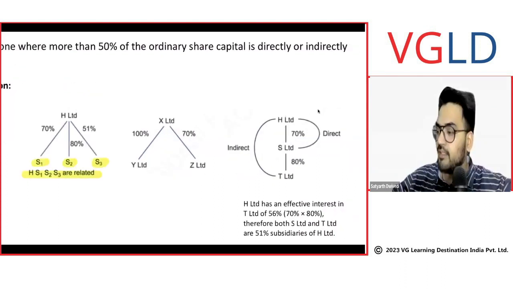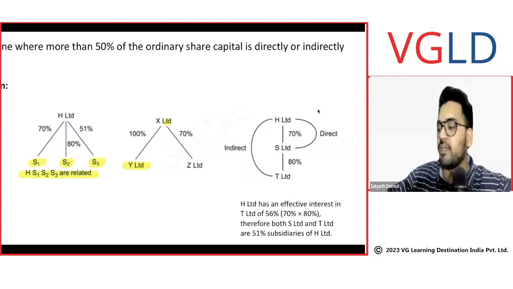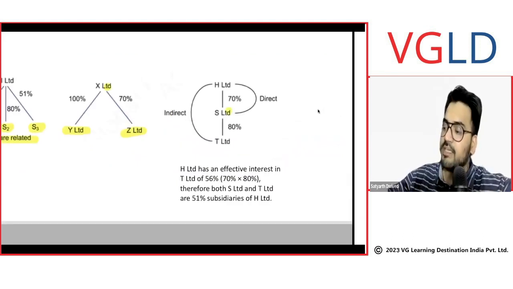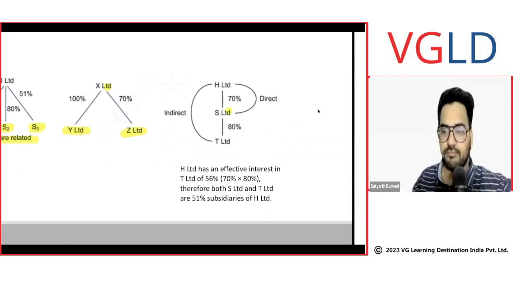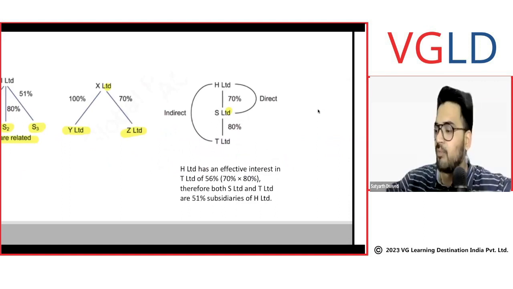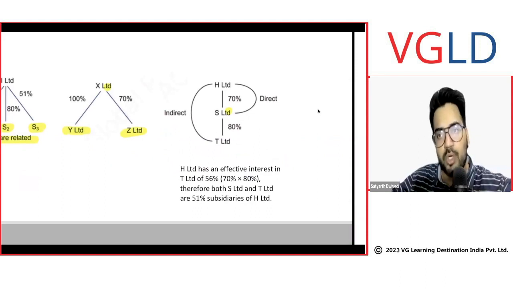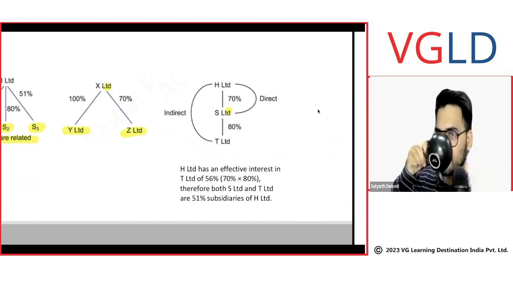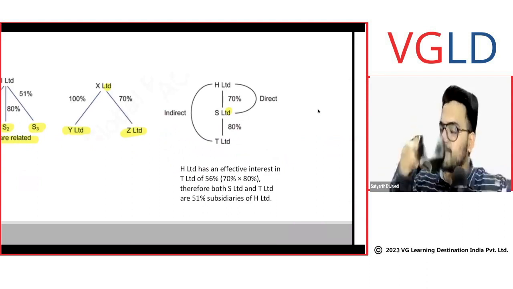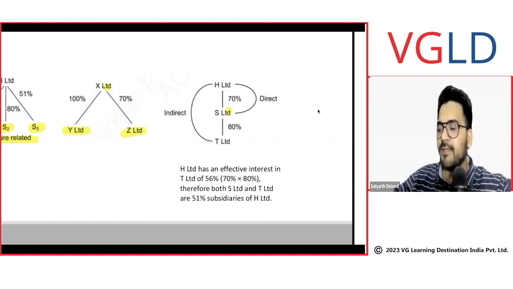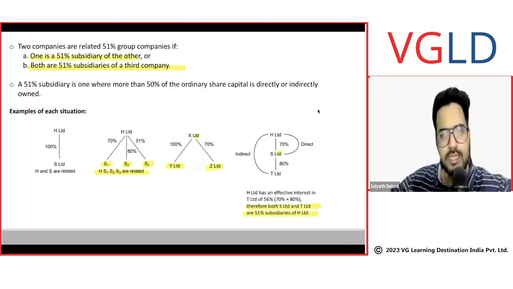Then X Limited holds 100% of Y Limited and 70% of Z. So these are also related companies. H Limited holds 70% of S and S Limited holds 80% of T. Now, what is the effective interest between them? 56%. So does T Limited become part of the group or not? Yes, sir, absolutely. T Limited becomes part of the group because there is effective interest, right? Therefore both S Limited and T Limited are 51% subsidiaries of H Limited. Okay, this is simple.